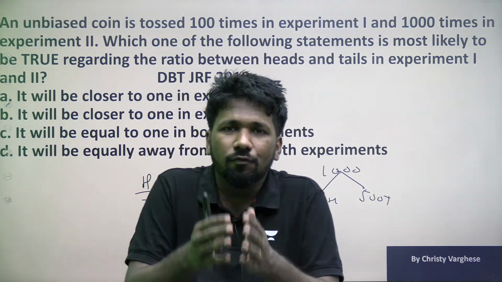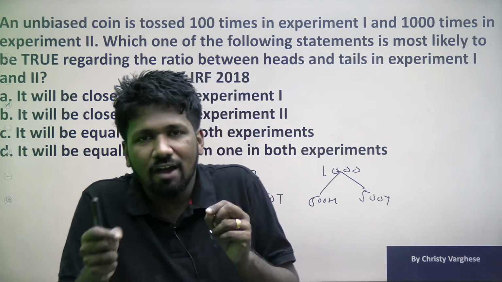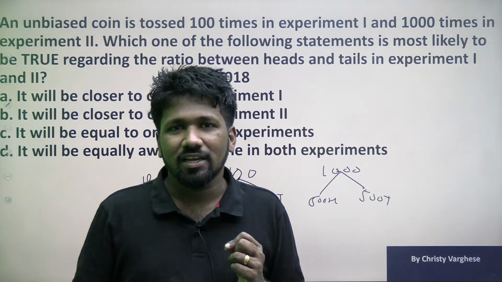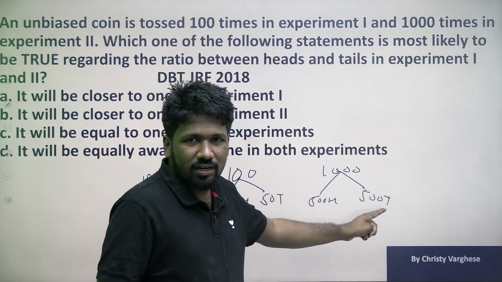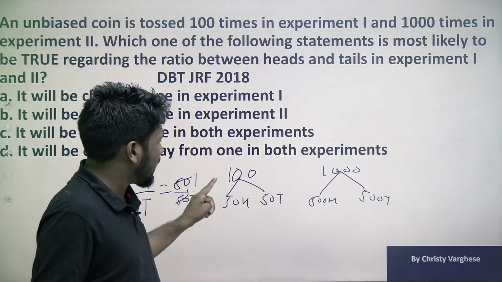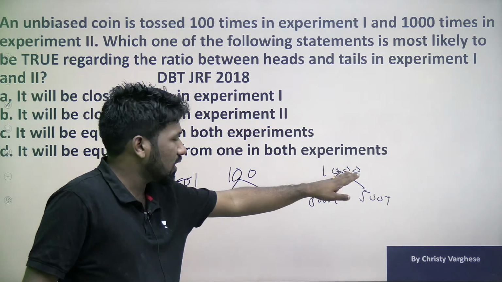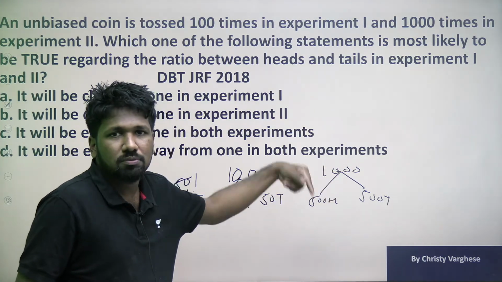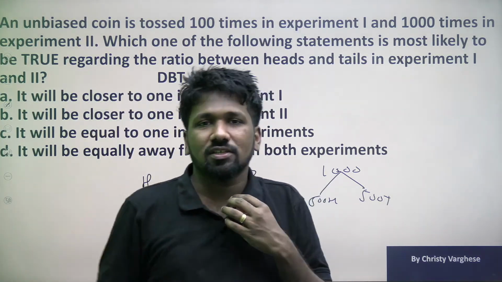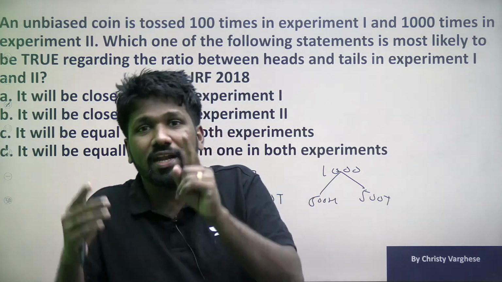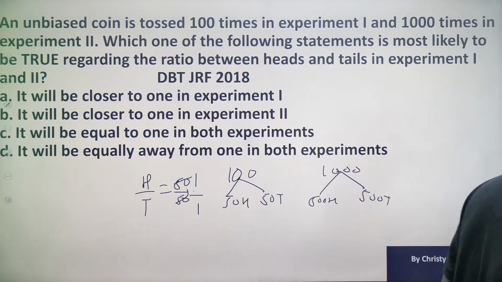Probability says that when the number of times it is done is more, then the chance of getting that half will be more. Are you all understanding? That is why, in the case of 1000, there is a higher chance of getting near to 500 than getting near to 50 in the case of 100 occurrences, because here there are 10 times more trials. And if it is 10,000, there is even more chance of getting near to the ideal ratio of 1. Is this idea clear to all of you?